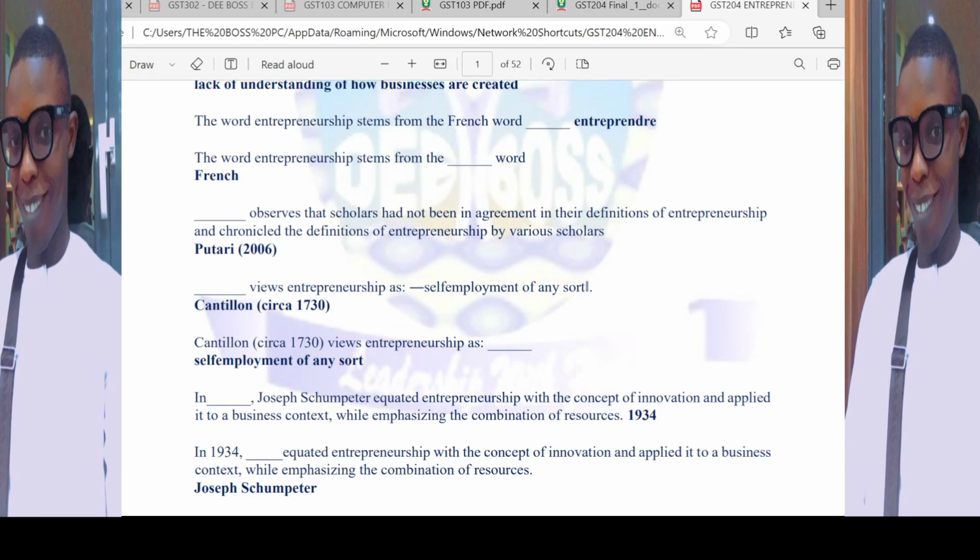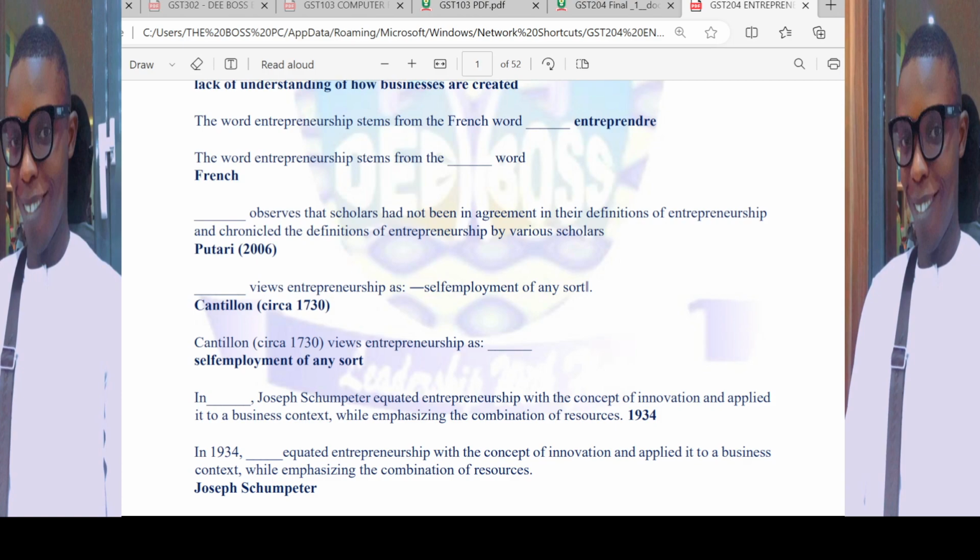Now we have Puttari. Puttari observed that scholars had not been in agreement in their definitions of entrepreneurship and chronicled the definition of entrepreneurship by various scholars. So what this is saying is that there has not been a universal, general agreement on the definition of entrepreneurship. There is disparity when it comes to what entrepreneurship should represent. Different scholars, different writers, different groups see it in different ways.